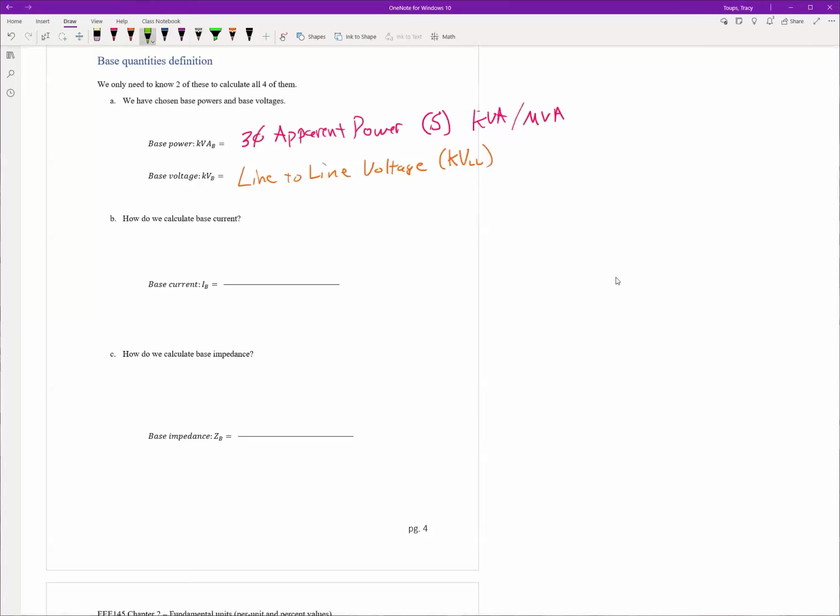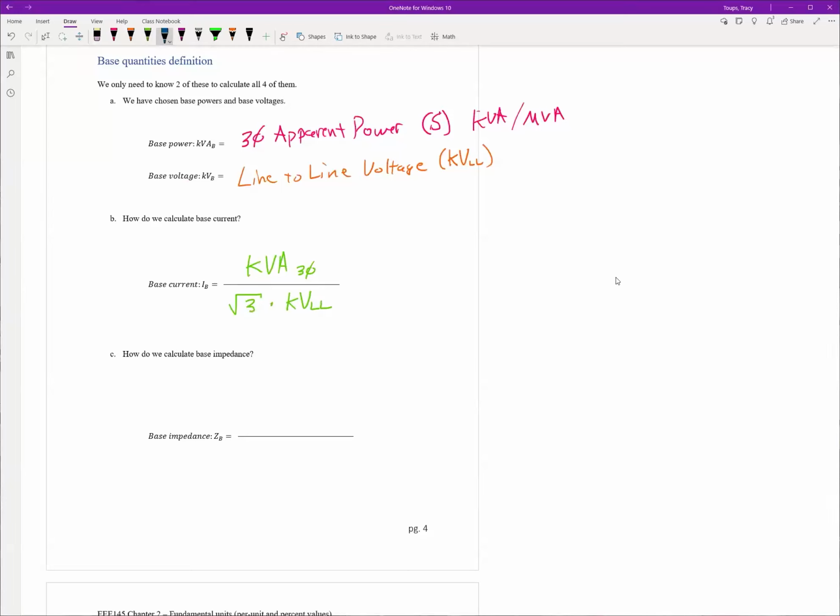Now that we have our voltage and power, we can calculate our current. This is a formula you're going to see for the rest of your life. Current is your three-phase. I'm going to write three-phase right here to remind you. Your three-phase power, kVA, divided by square root of 3 times your voltage, kV, line to line. Just get used to this. Again, three-phase apparent power on top divided by square root of 3 times your line to line voltage.